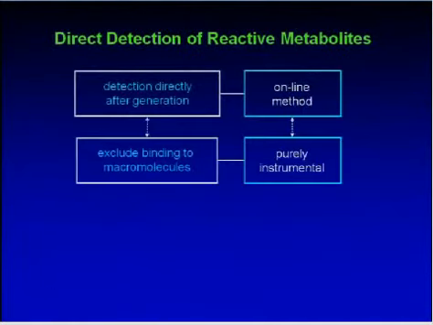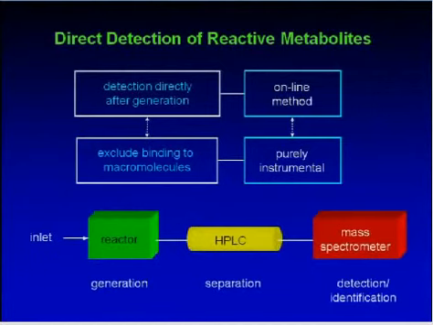That means that if we would look at the direct detection of reactive metabolites, we would of course do the detection directly after generation, which means that we need an online method for their characterization. And of course we would like to exclude the binding to macromolecules, which means that a purely instrumental method is significantly preferred. Therefore, the approach which we are using is that we use a reactor system in which the reactive metabolites are formed. They are then online separated by HPLC and detected by mass spectrometry.